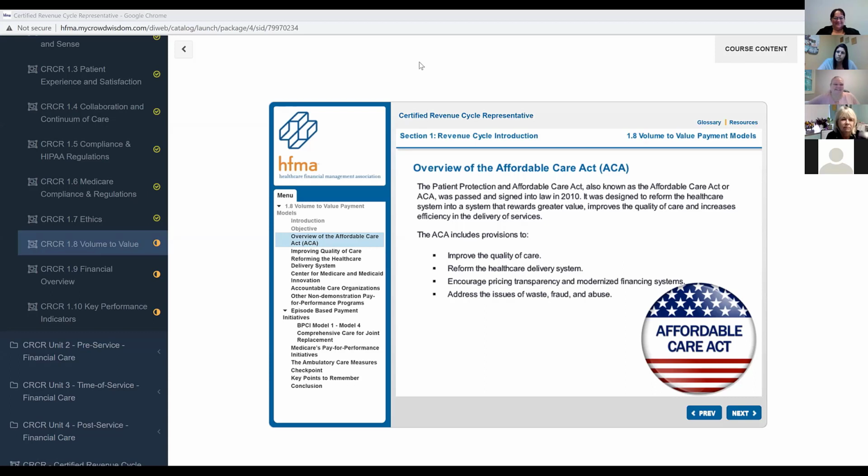Okay. The ACA was designed to reform the healthcare system. It includes 4 distinct provisions: improving the quality of care, reform the healthcare delivery system, encourage pricing transparency, and address issues of waste, fraud, and abuse, which we will get into.